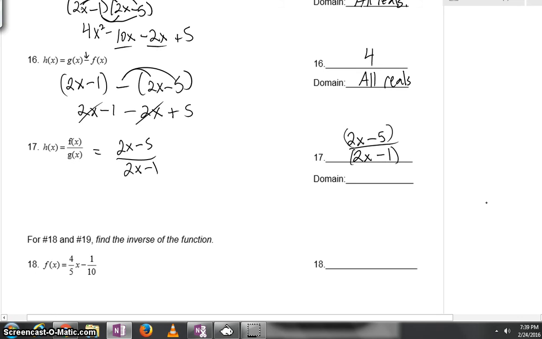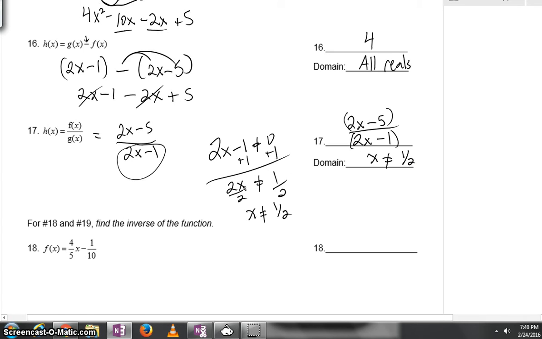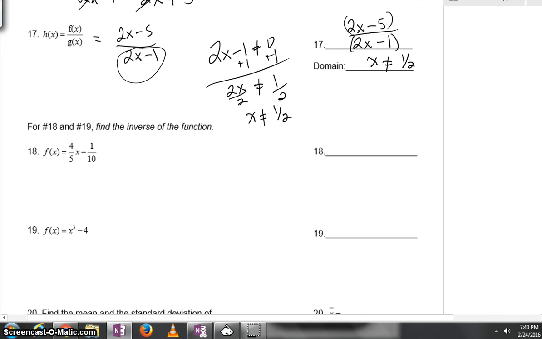But our domain won't be all reals. This denominator really can never equal 0. So if I add a 1 to solve for what x value we can't have, I'll have 2x cannot be 1, divide by 2, and you'll quickly see x cannot be 1/2. So actually we're done with this one, and we can move on to number 18.